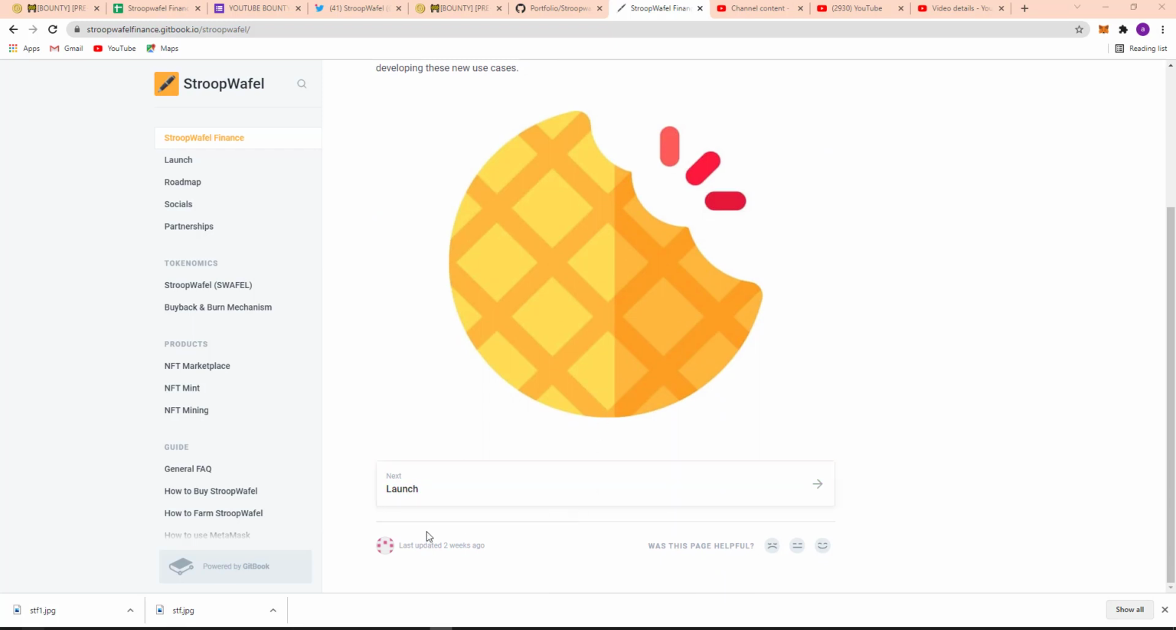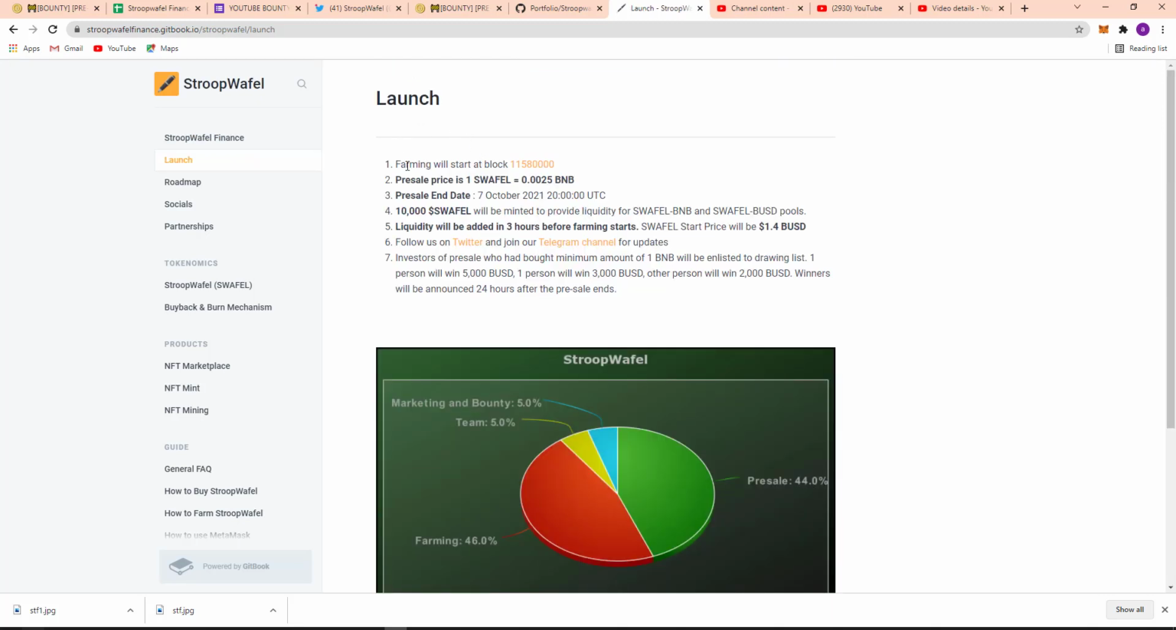So, here's their launch. The next launch is here, and farming will start at block 1,058,000. The pre-sale price of Swaffle is 0.0025 BNB, and the pre-sale ended yesterday. 10,000 Swaffle will be minted to provide liquidity for the Swaffle-BNB and Swaffle-BUSD pools, and liquidity will be added 3 hours before farming starts. The Swaffle start price will be 1.4 BUSD, and it's a great price.